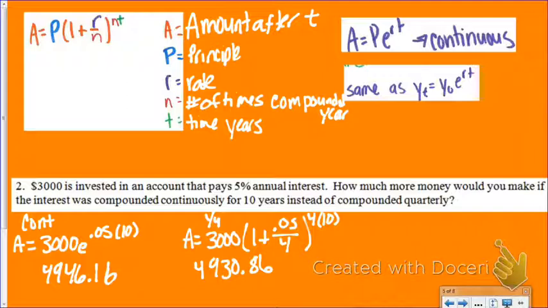So if I subtract those two, I've got 4,946.16 minus 4,930.86, and that gives me a difference of $15.30.